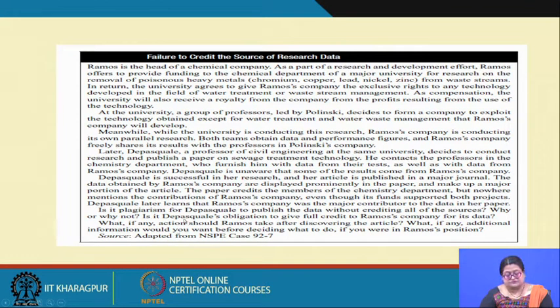So these things were not very clear from here, but definitely here it is talking of plagiarism for de Pasquale. So to publish the data without crediting all of the sources, we have to see the implication of it, and if you want to really understand the total implication of it, we have to go through the level of ignorance also.